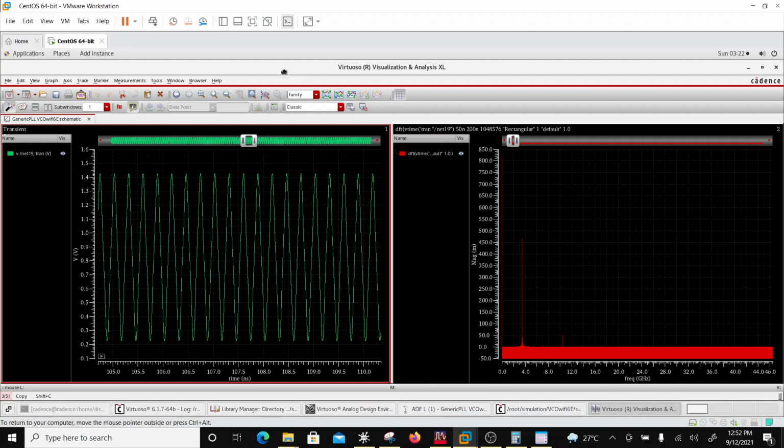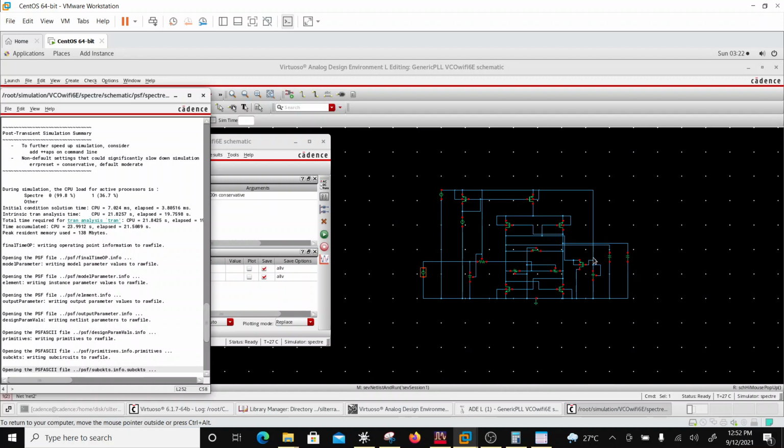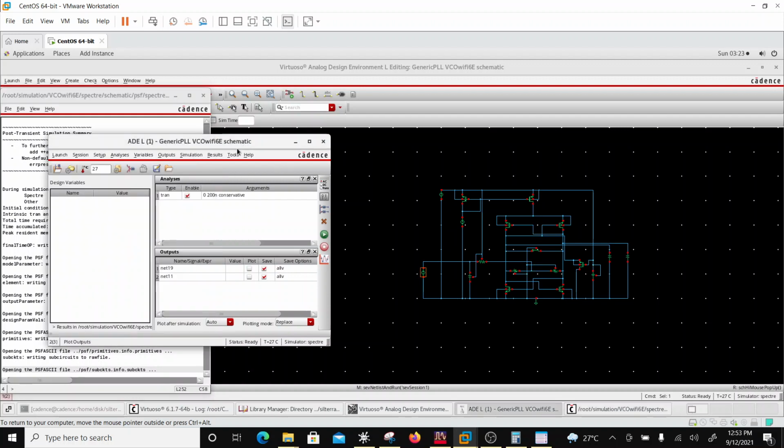So basically that completes my task. I have designed a VCO core, a startup circuit, properly biased it, and then verified whether I get the tuning range, and I have proved my concept.